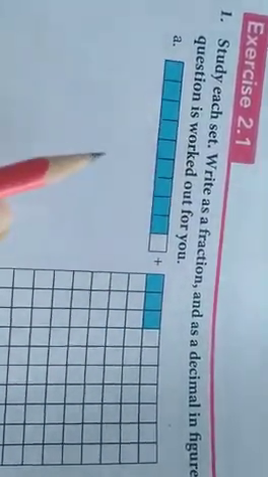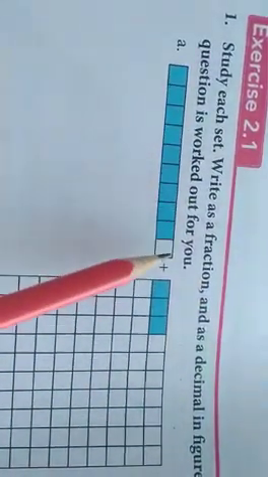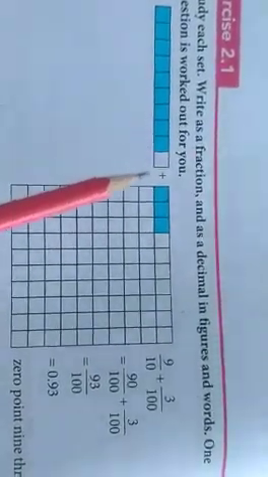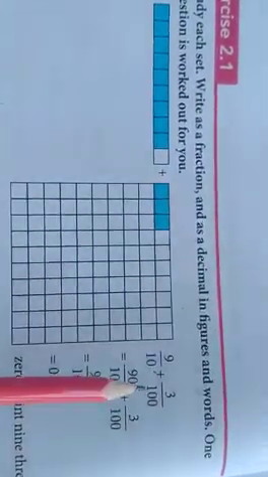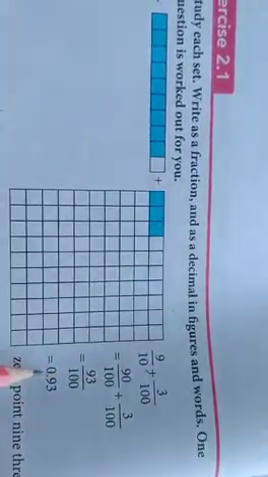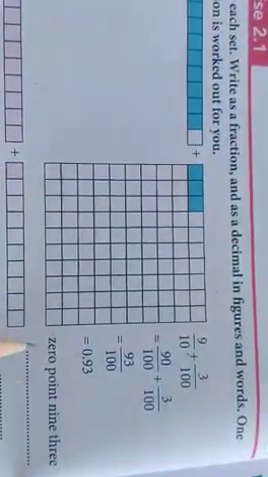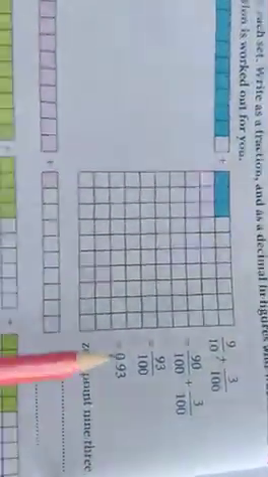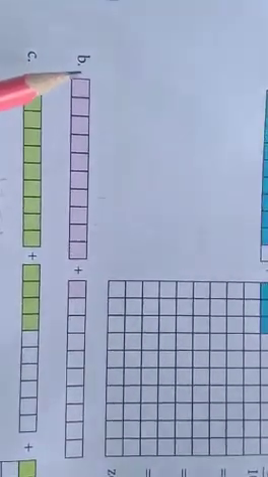First question is worked out for you. Okay, now you can see here this part has been shaded. We have to write how much part has been shaded. First we have to write in the fraction form. After that we are going to convert it into a decimal form, and that we are going to write in the word form.